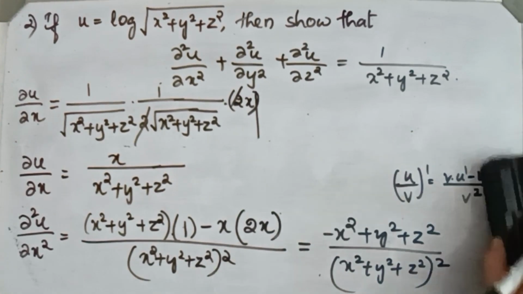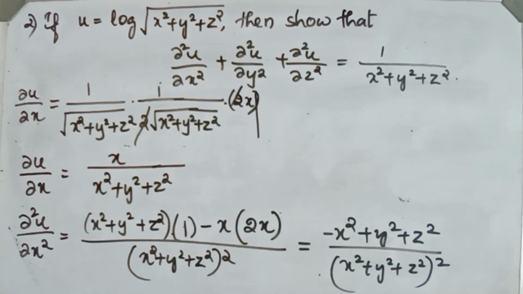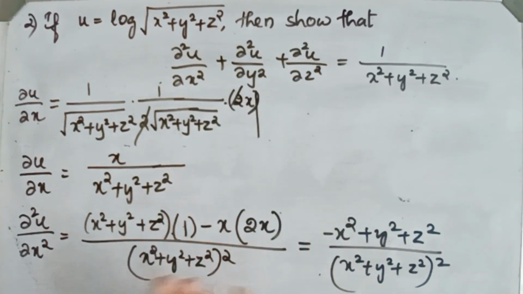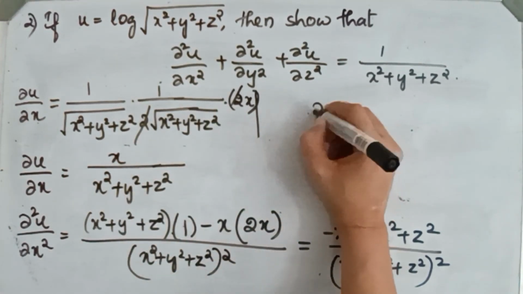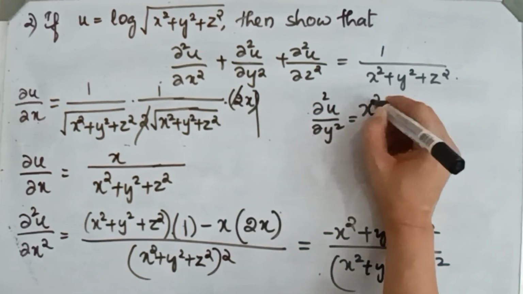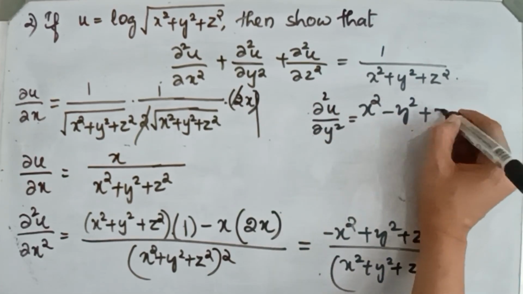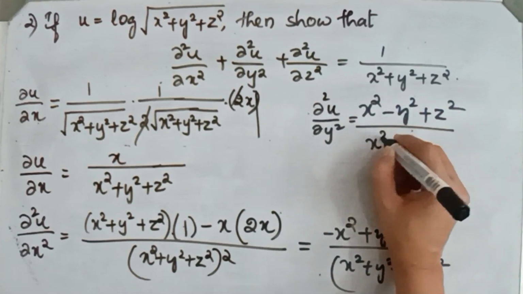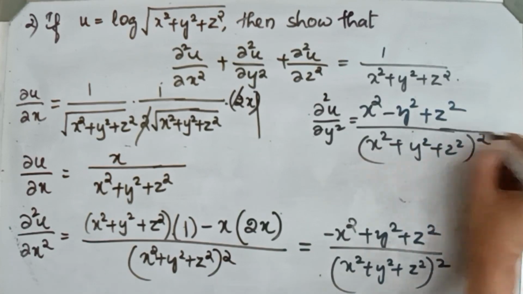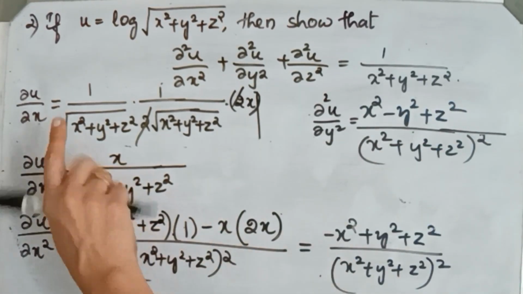Now similarly you have to find dou u by dou y and then dou square u by dou y square. So that will be followed in the same way. So I'll write directly dou square u by dou y square can be x square minus y square plus z square divided by x square plus y square plus z square whole square. You can check with this. I'll not do it again. It is in the same way.